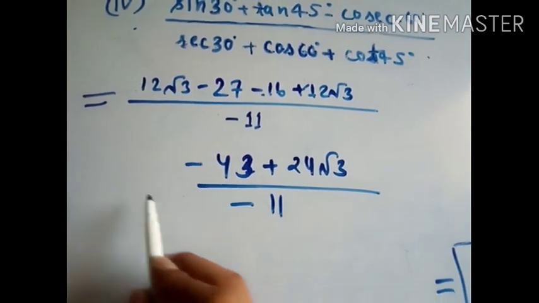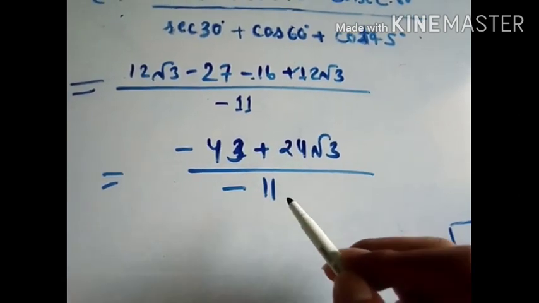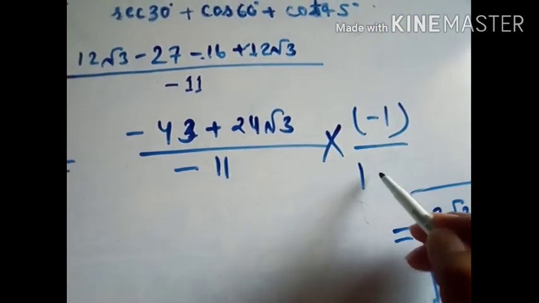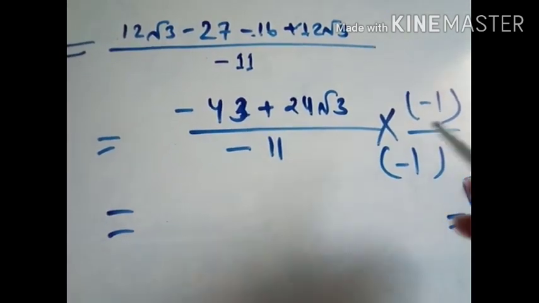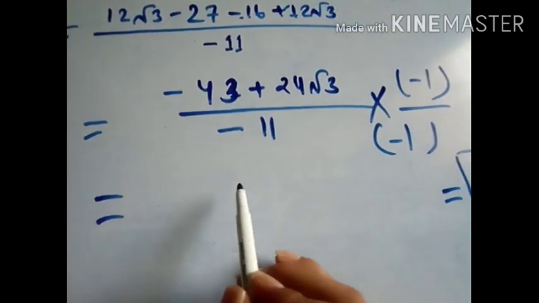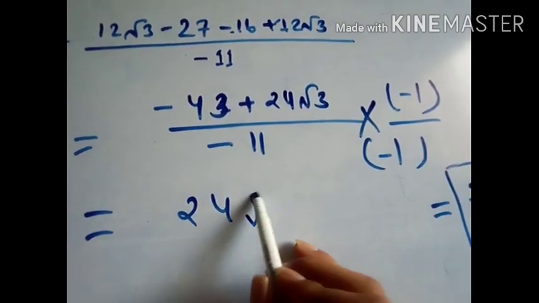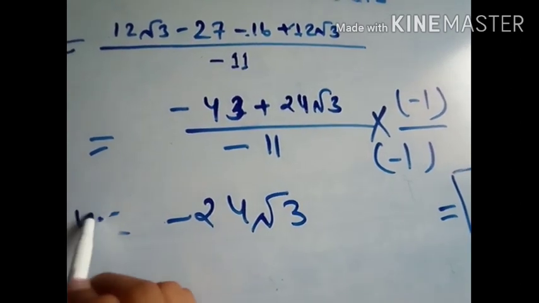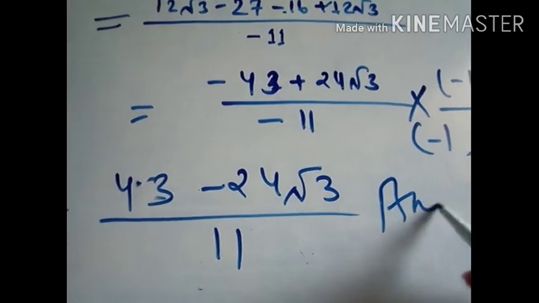11. Again, this is inappropriate form because you can see minus is lying in the denominator, so let's multiply it with minus 1 and minus 1. Okay, so as you multiply the numerator and denominator with minus 1, how much does this become? Okay, good. This becomes minus 24 root 3 and 43 upon 11. Now this is the answer.